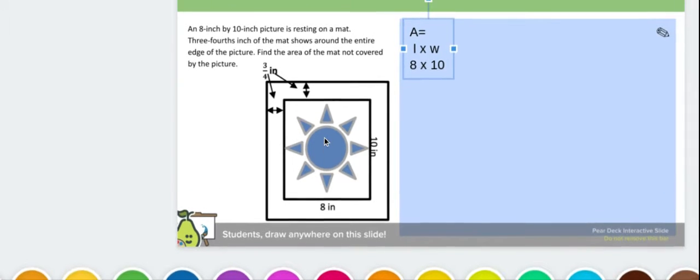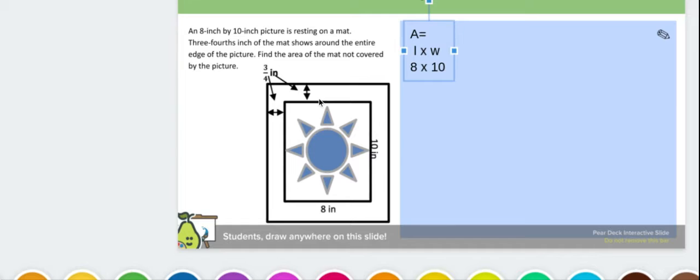So what we need to do is find the area of the mat that's not covered by the picture. Whatever part of this mat is not covered, we need to find out that amount, and how do we even get that amount? So we first need to find the area of this. We found out that the length is 8 inches and that the width is 10 inches.